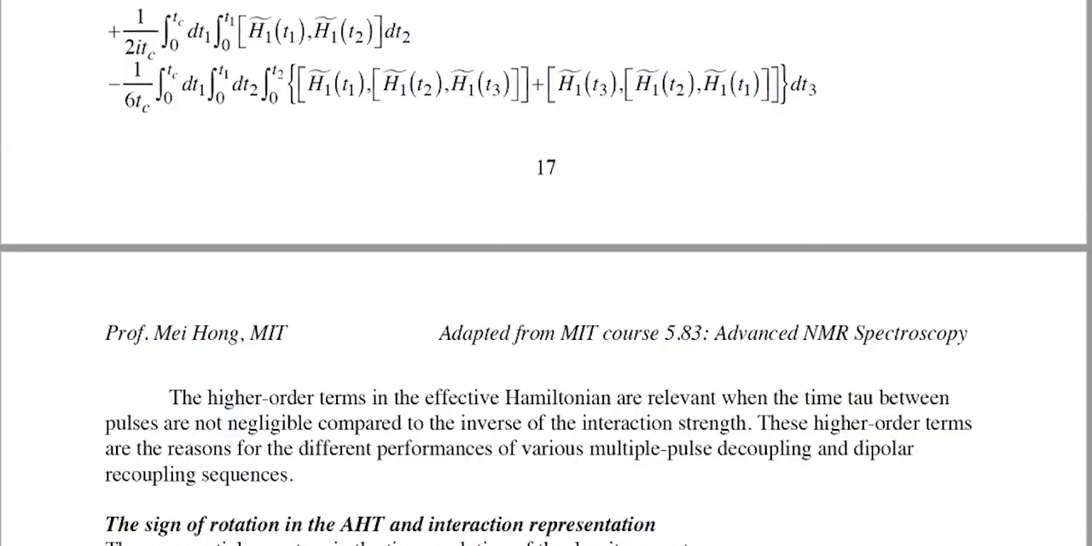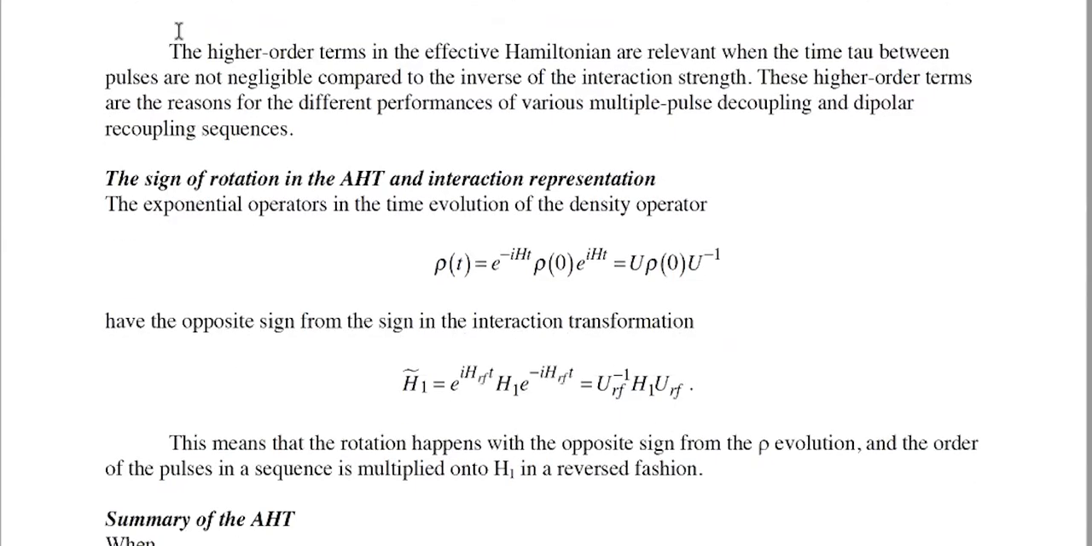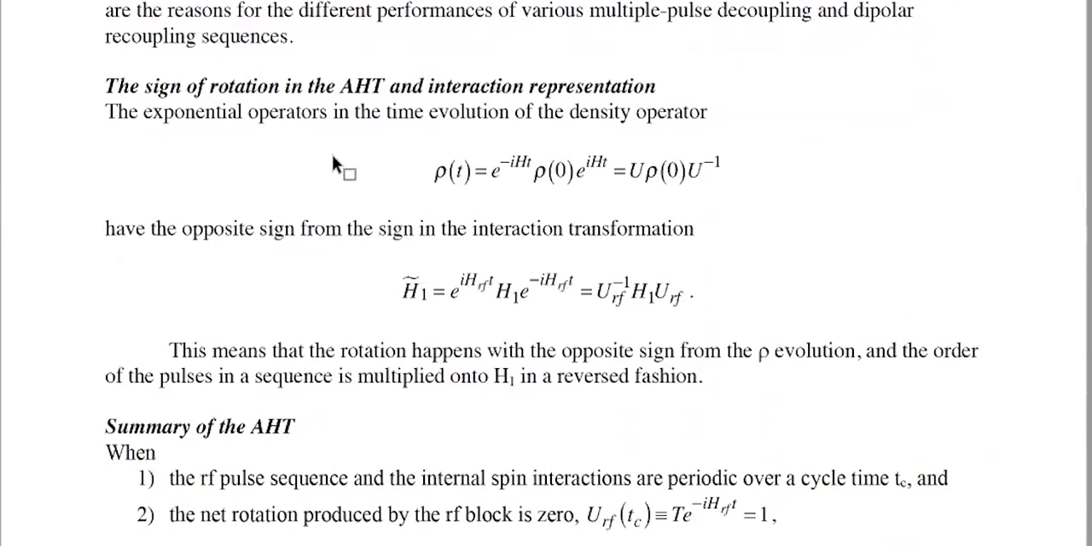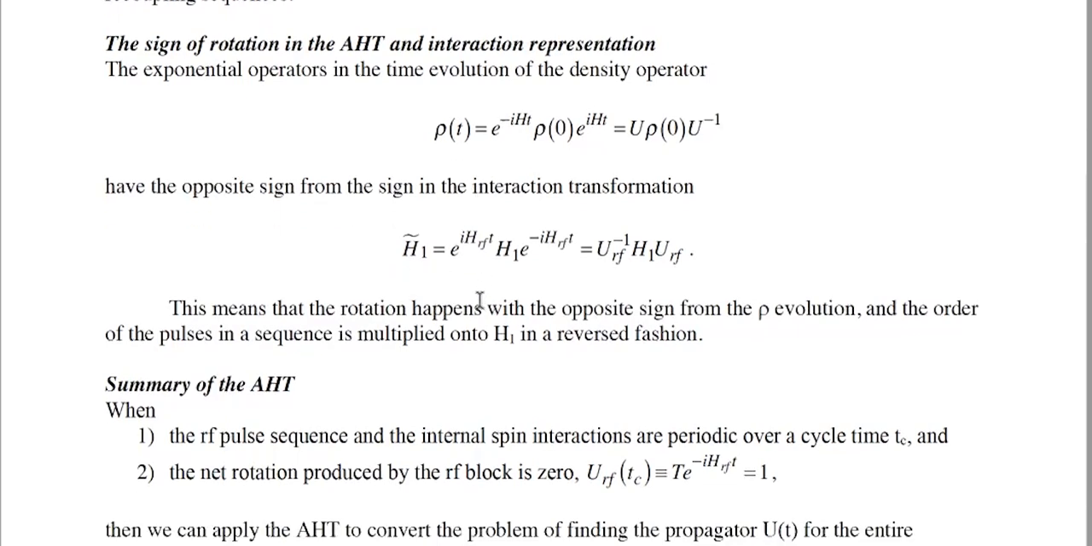That's just a simple thing. I'm going to add up the H1 tilde over the cycle time, from 0 to Tc. I think I can skip this. I already told you that the sign of rotation to transform into the interaction frame is the opposite sign from the way you would work out the solution to the von Neumann equation. The solution to the von Neumann equation involves the exponential operator in the front, e to the minus i something, and the transformation into the interaction frame uses the opposite sign, and the term in the front is e to the plus i HT.